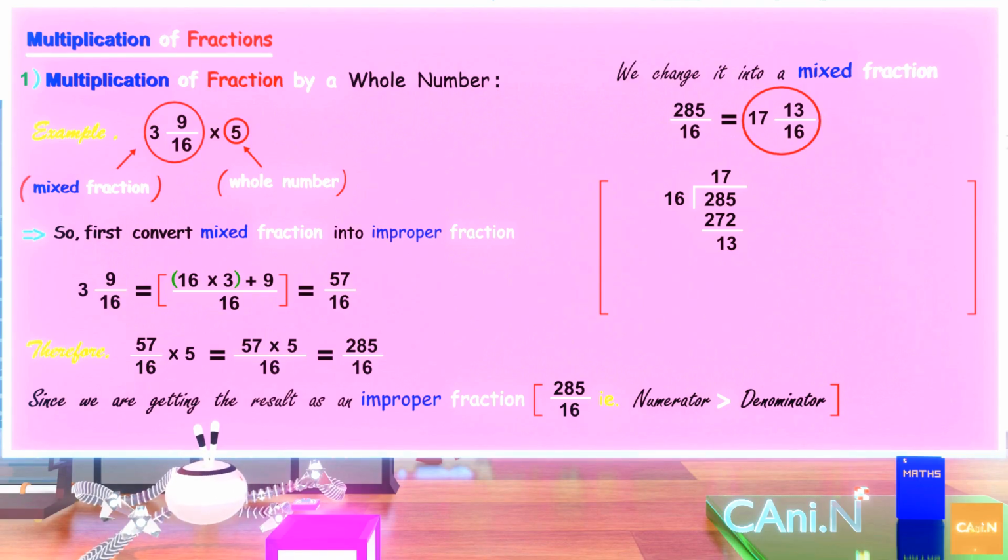Now we arrange as follows. Mixed fraction equals quotient, remainder by divisor. Here the quotient is 17. Remainder is 13. Divisor is 16.